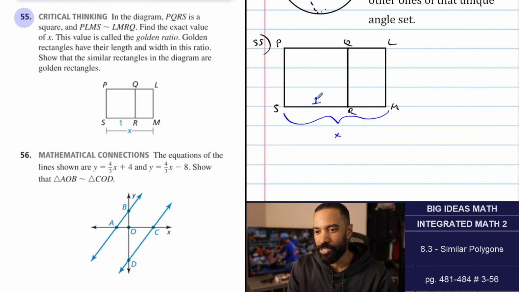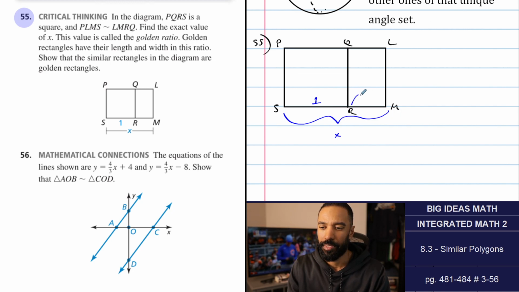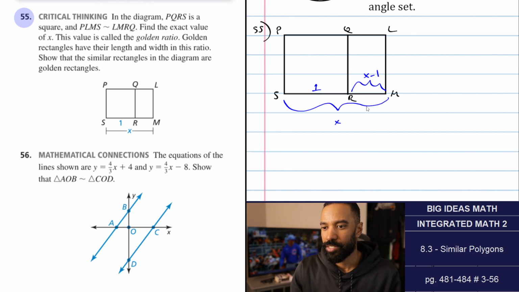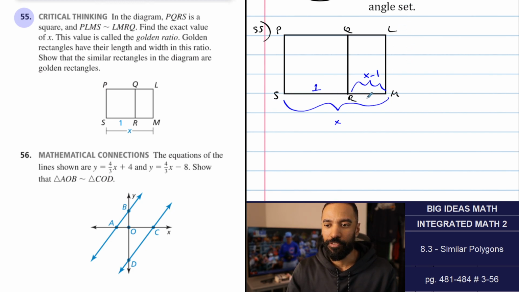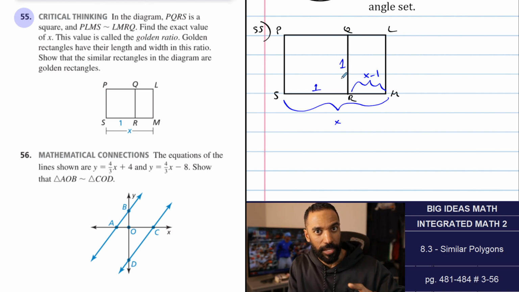Well, here's the thing. If this is x and this is 1, then this thing here is x minus 1. You take away 1 from that x, and that's what you get. Now here's where you got to be careful. x is from S to M. And if this is 1, then so is this one right here. This S to M is corresponding to the Q to R for the other rectangle.